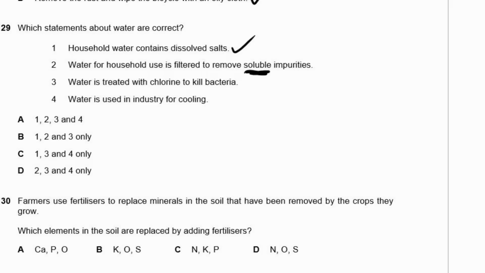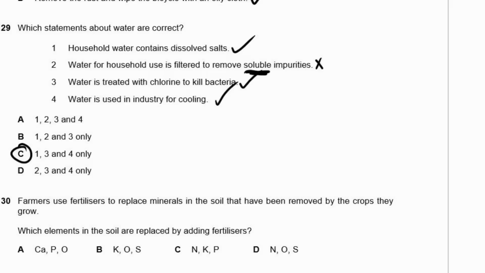Soluble impurities cannot be removed by being filtered. If you have salt water, putting it through filter paper, you will end up with salt water at the end. Soluble means it's dissolved in the solution, so it's not going to be removed by filter paper. Water is treated with chlorine to kill bacteria. Yes, because the chlorine then evaporates off and makes the water nice and safe. Water is used in industry for cooling. Yep, that sounds good. So the answer is 1, 3, and 4 only.